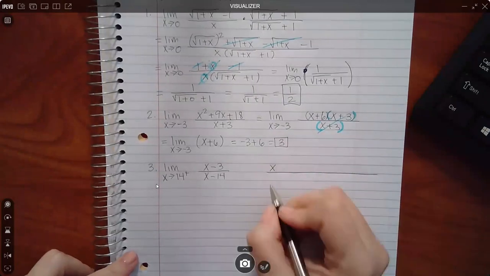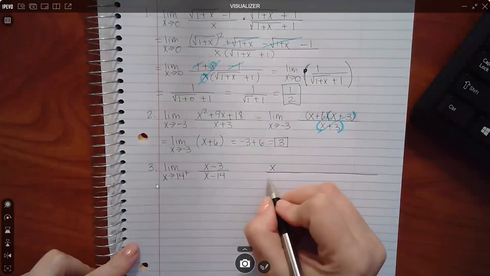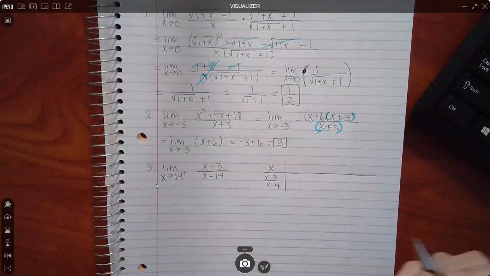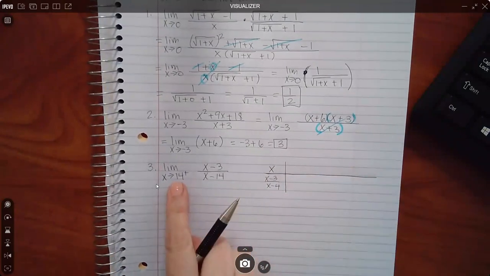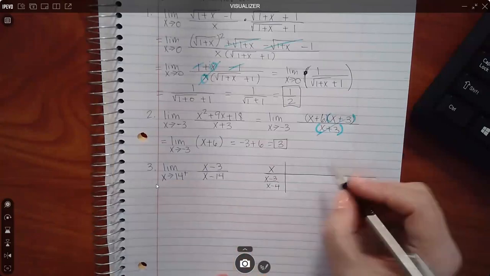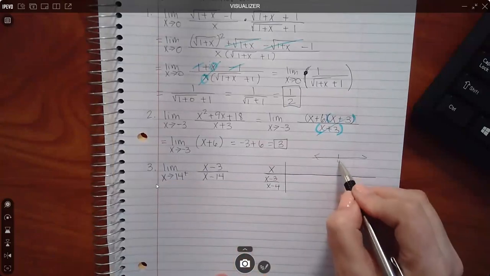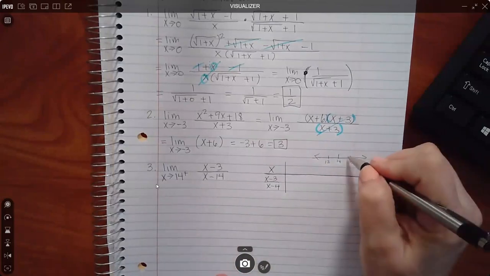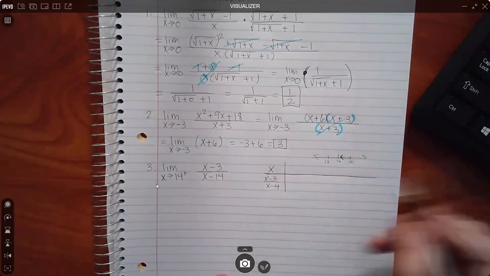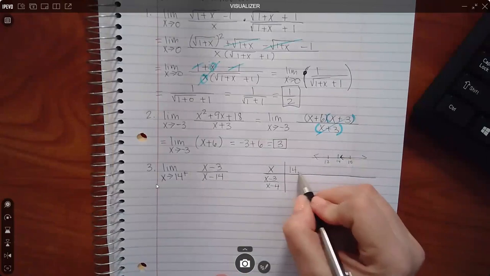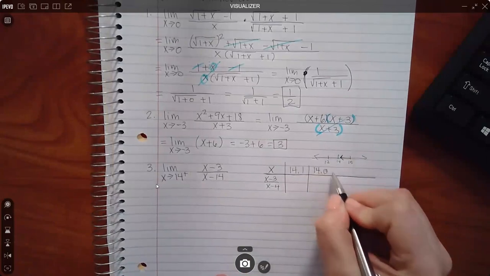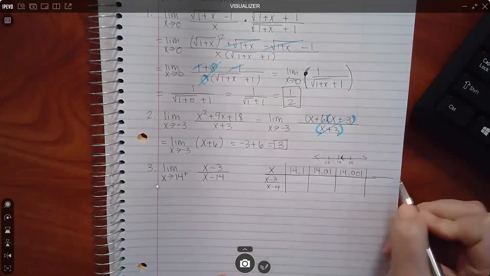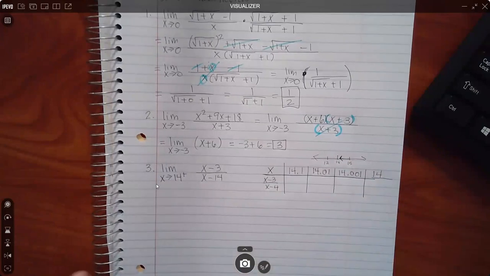Because I'm using a chart, it's very specific which x values I should be plugging in. So if I'm trying to approach 14 from the right, think of your number line. Here's 14. On this side, I have 15, and on this side, I have 13. If I'm coming from the right, I'm coming in this direction. So what numbers would I be using? I'd be using 14.1, then 14.01, and so forth, getting closer and closer to 14 and figuring out what's happening.